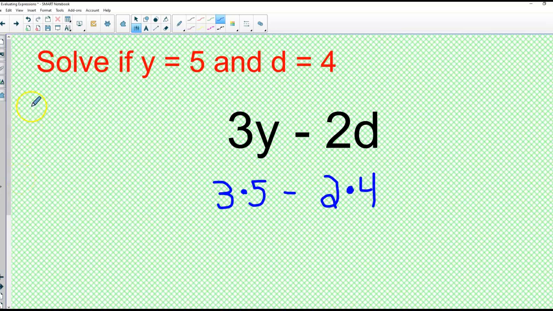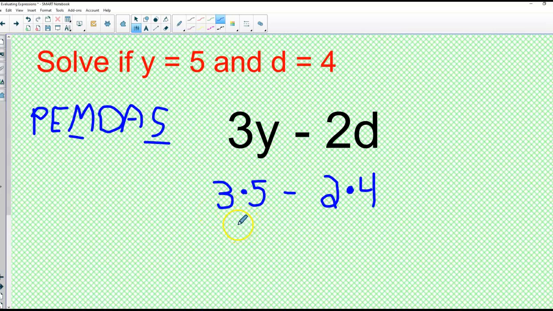Okay. So remember, we're going to use order of operations. Anytime you have more than one operation, we have to use order of operations. That should just come naturally to you. So we have multiplication and subtraction to do. So multiplication gets to be done first.